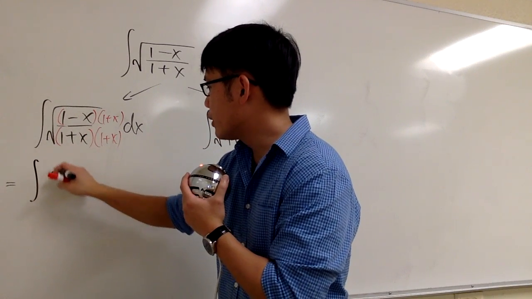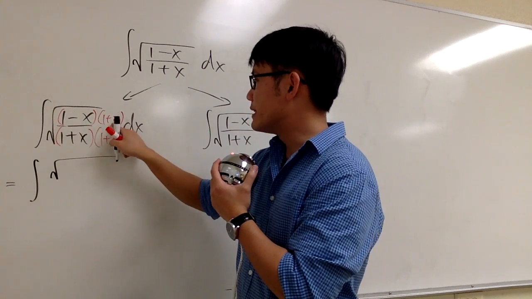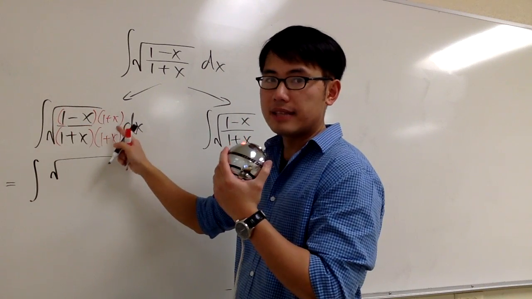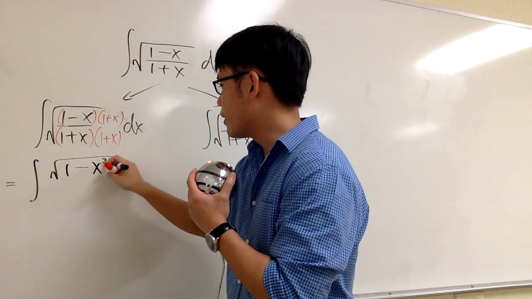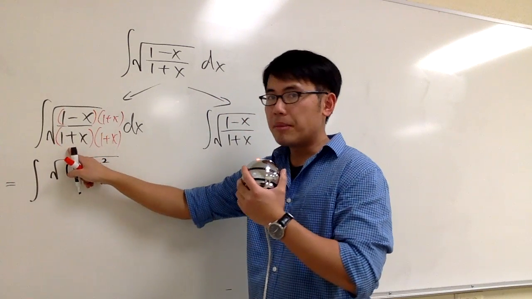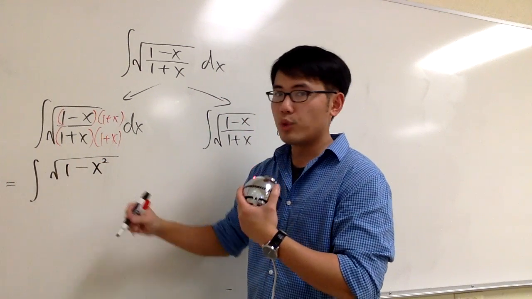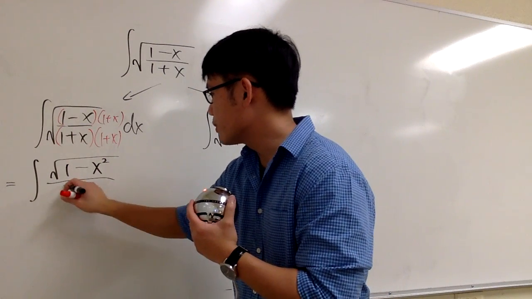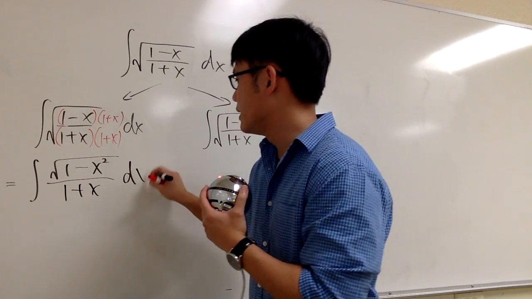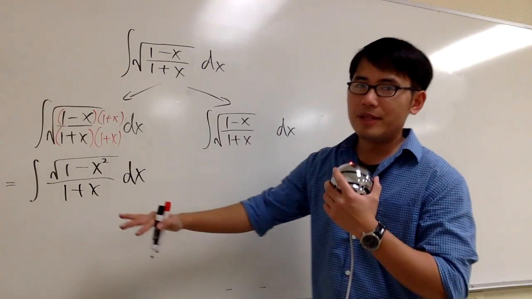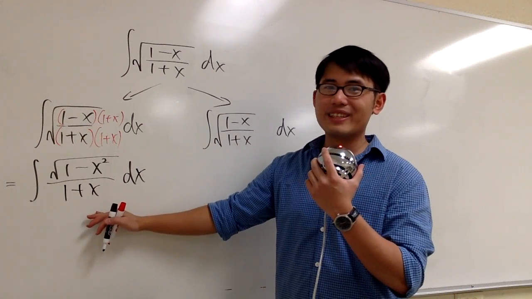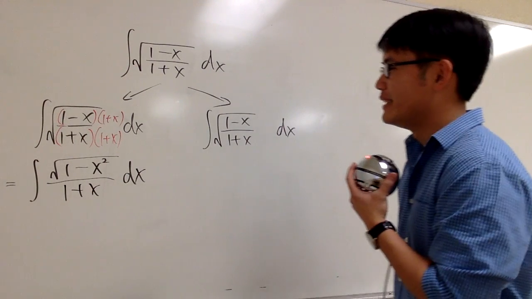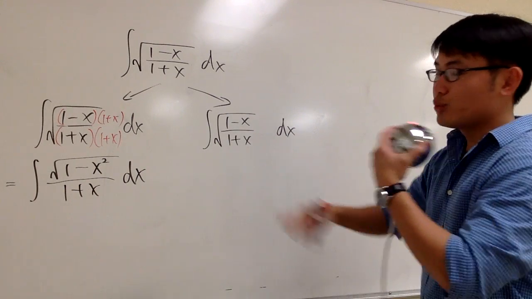On the top, it's pretty much the square root of this times that: 1 minus x times 1 plus x is 1 minus x squared. And on the denominator, because they are the same, it is to the second power instead of the square root, so we don't have the square root; we have 1 plus x, dx. Let me tell you, this is going to be really hard to integrate.